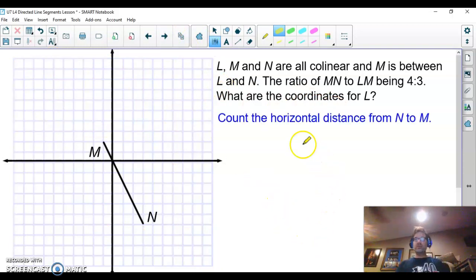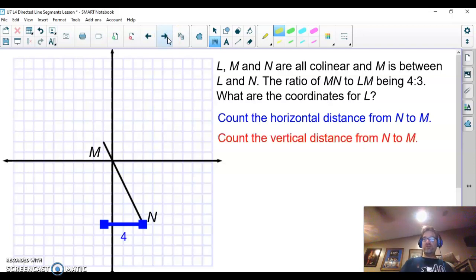The first thing I want to do is count the horizontal distance between N and M. I'm going to make a right triangle. So I'm going to draw a horizontal line from N to under M, and I am going to count it. It is 4 spaces. Then I am going to count the vertical distance from N to M. We've made a right triangle. On all of these, we're going to make right triangles, just like we did in the last lesson. We're going to count our spaces. 1, 2, 3, 4, 5, 6, 7, 8. There are 8 spaces going up.